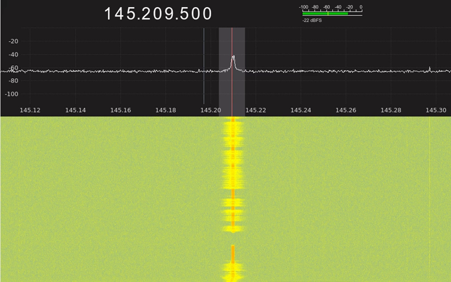Which of the following HF bands have frequencies available to the technician class operator for RTTY and data transmissions? A. 10 meters, 12 meters, 17 meters, and 40 meters. B. 10 meters, 15 meters, 40 meters, 80 meters. C. 30 meters only. D. 10 meters only. D. 10 meters only.